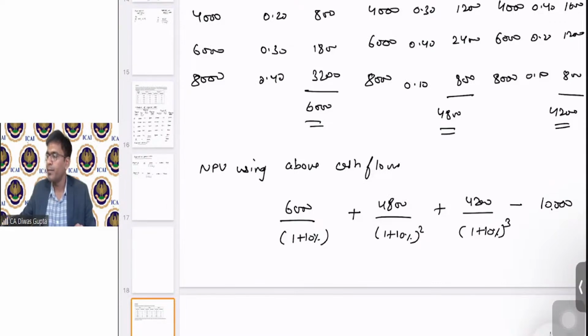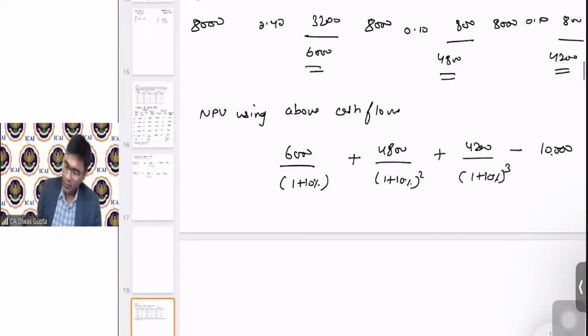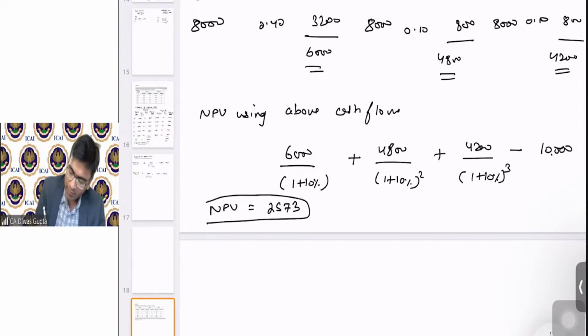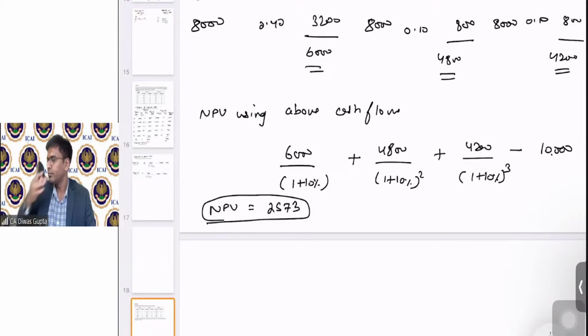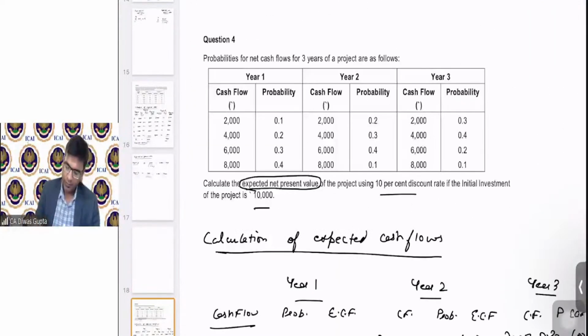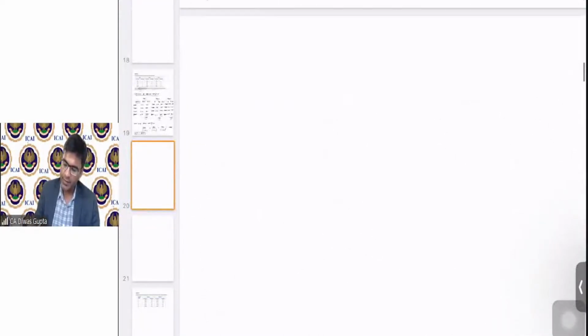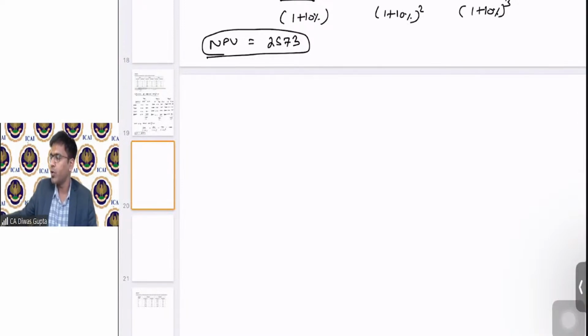Students, I think there was some question from Kirti, which I think now it is understood, right? It is simply dividing by the respective discount rates of the respective year and then arriving at the value. Simple. So the NPV comes as 2,573 in this example. Perfect. So question 4 was here till now. Now let's move ahead to our next topic.